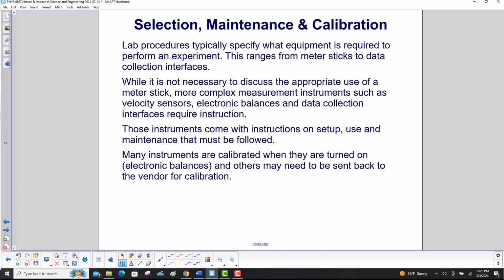This ranges from meter sticks to data collection interfaces. While it is not necessary to discuss the appropriate use of a meter stick, more complex measurement instruments such as velocity sensors, electronic balances, and data collection interfaces require instruction. These instruments come with instructions on setup, use, and maintenance that must be followed. Many instruments are calibrated when they are turned on, for example electronic balances, and others may need to be sent back to the vendor for calibration.